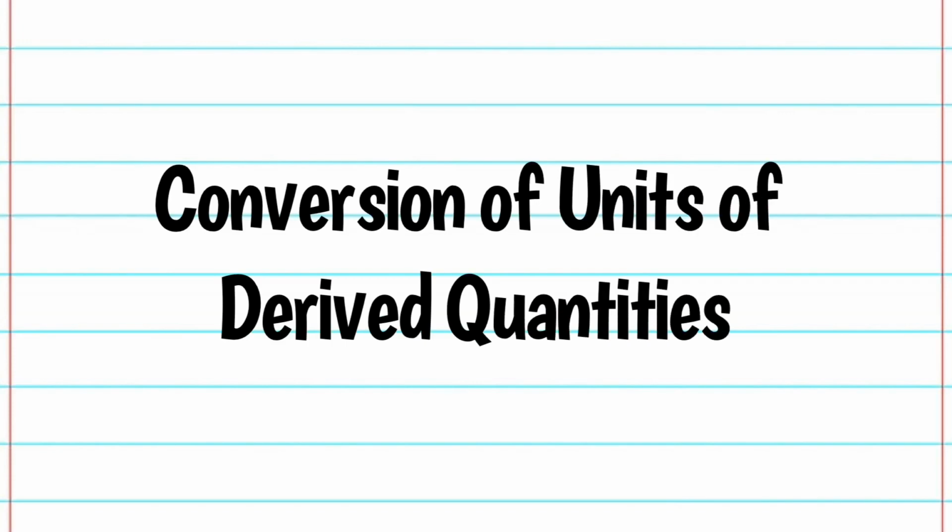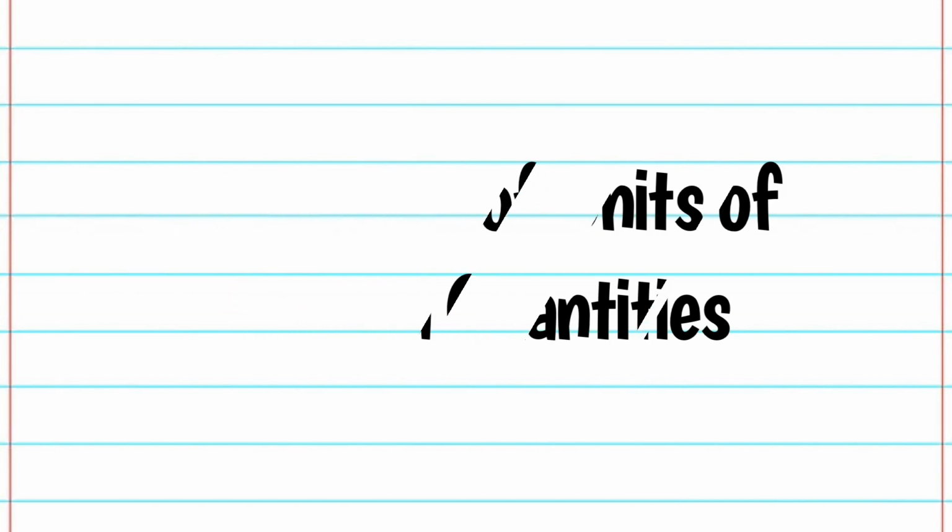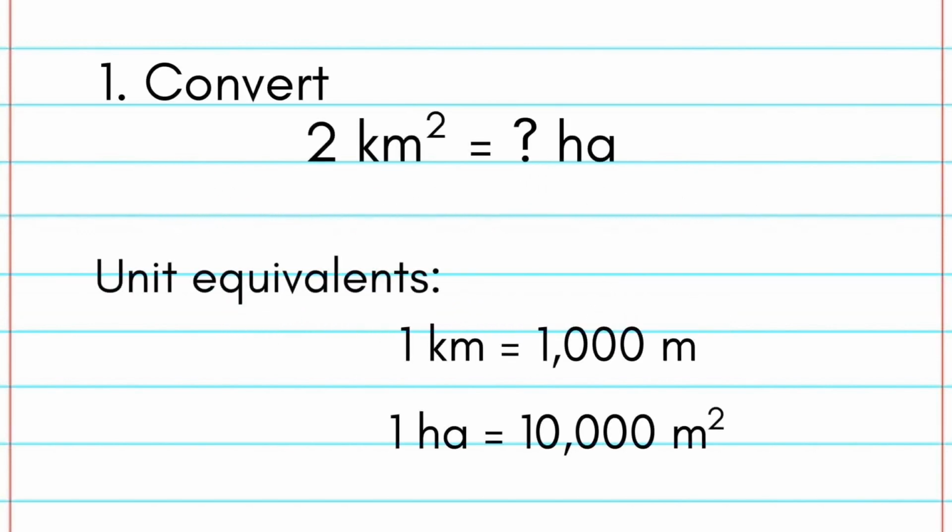Let us now proceed to the conversion of units of derived quantities, starting with problem number 1. Convert 2 square kilometer to hectare, wherein the following unit equivalents should be used. 1 kilometer is equivalent to 1,000 meters, and 1 hectare is equivalent to 10,000 square meters.